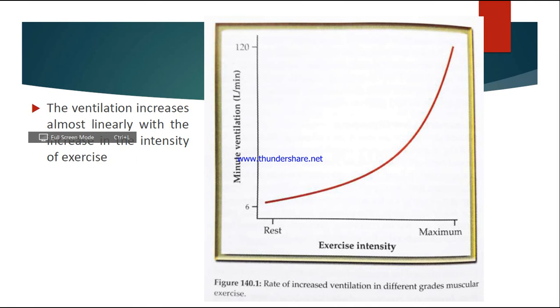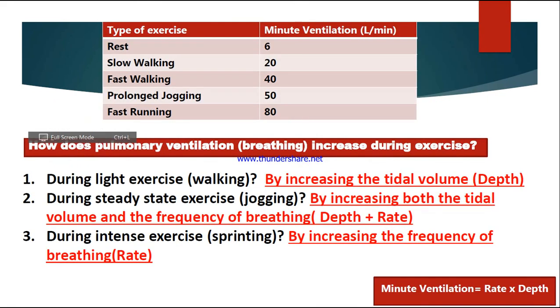Now we can see the exercise intensity versus the minute ventilation, that is the tidal volume times the respiratory rate. So you can see at rest it is 6 liters per minute, and when your exercise intensity increases, the minute ventilation also increases. We can clearly see here the ventilation increases almost linearly with the increase in the intensity of the exercise.